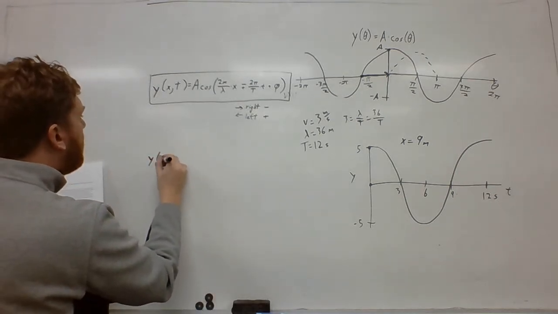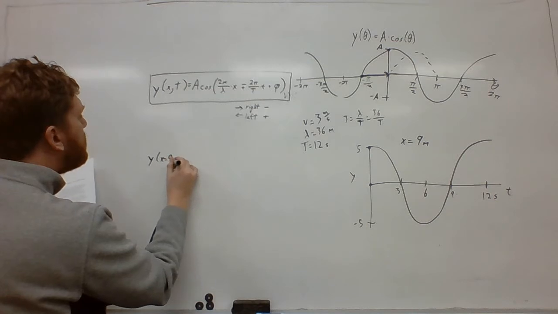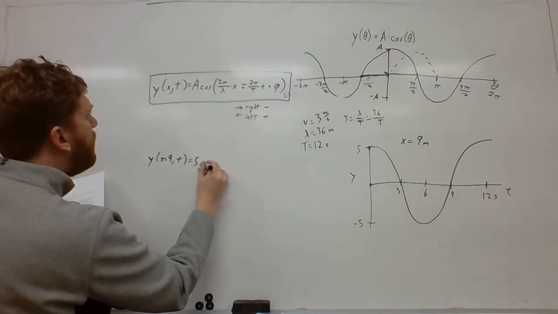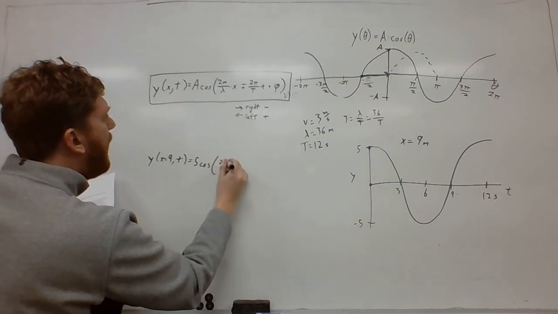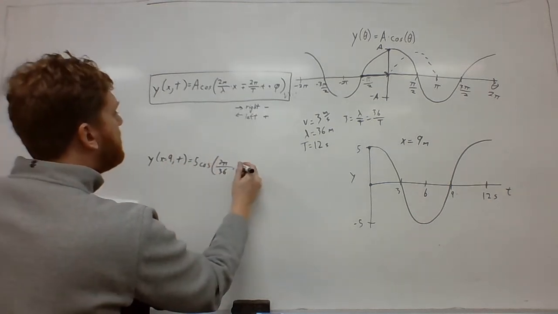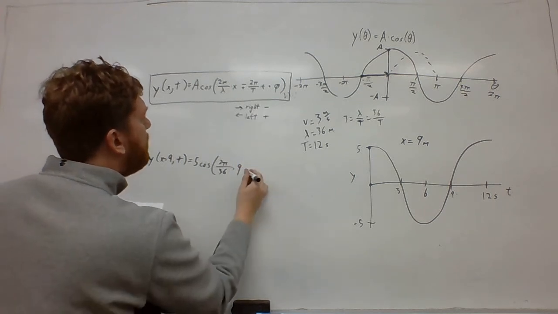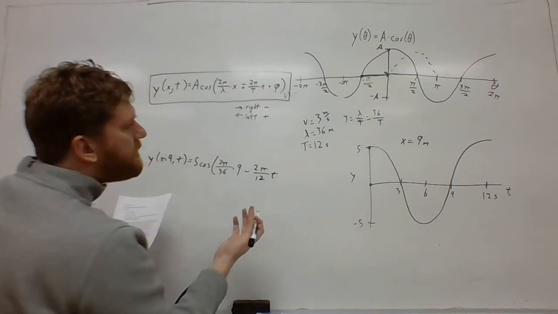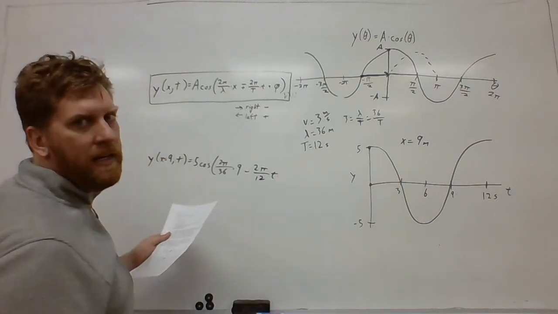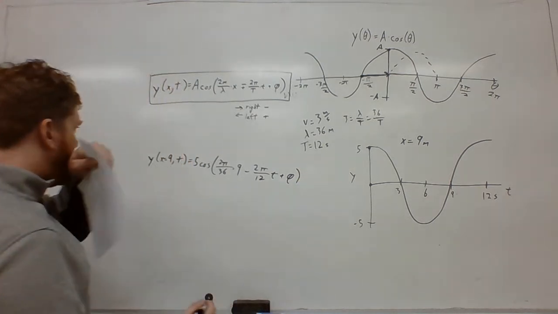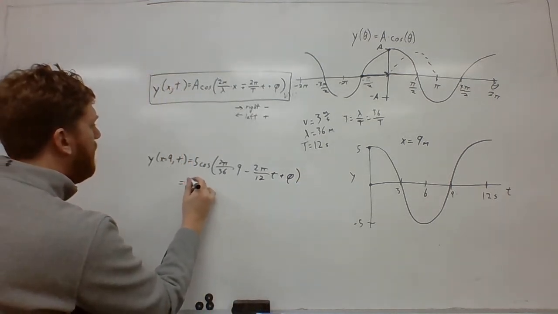Let's draw our equation. X equals 9 meters. We're drawing this graph as a function of time. y is equal to 5 cosine of 2 pi over wavelength times x, which is 9, so I can plug that in, minus 2 pi over the period times t, which is our variable. That's the thing that's varying. Plus our phase constant, which is what I want to determine.